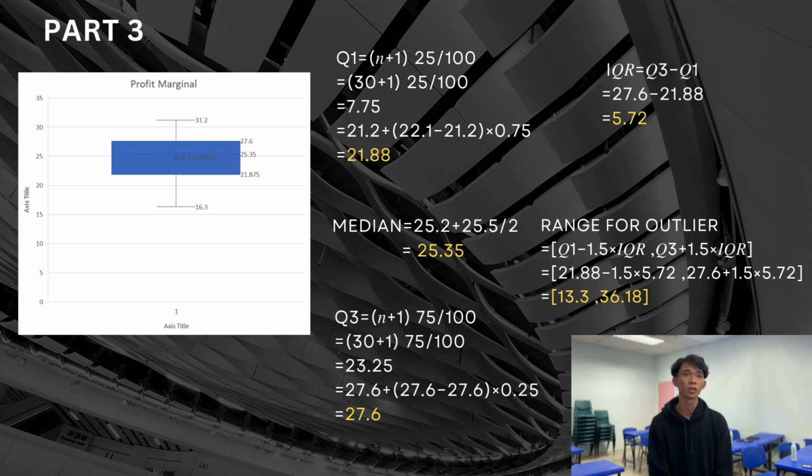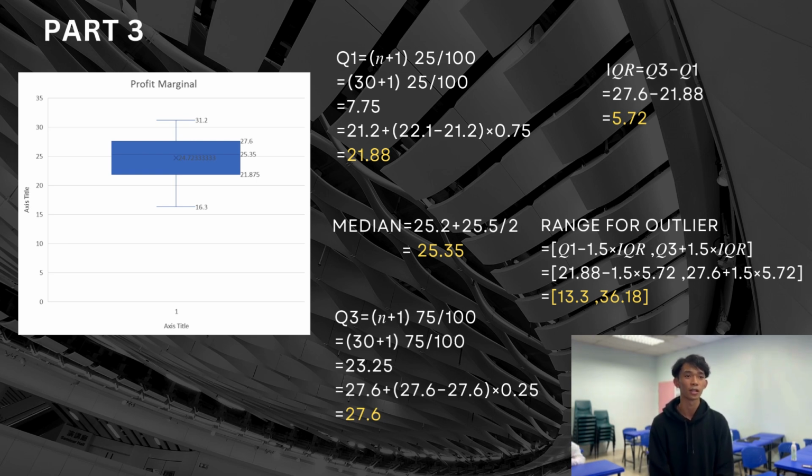We can see from the profit margin box plot that the minimum point is 16.3 while the maximum point is 31.2. So Q1 is 21.88 and Q3 is 27.6 while the median is 25.35.